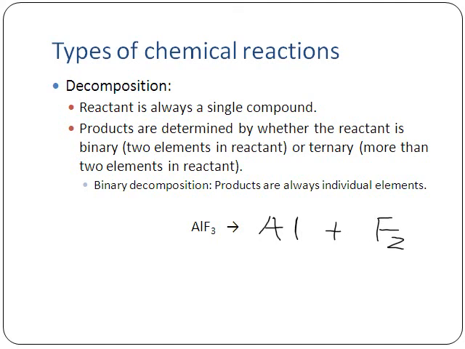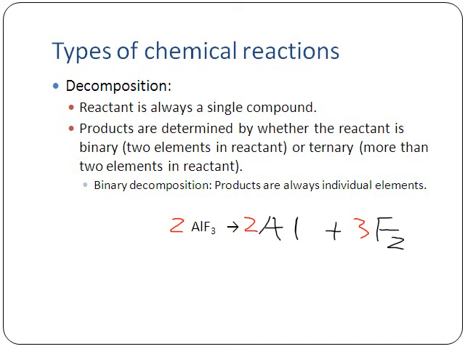AlF3 yields Al plus F2. It's not balanced currently. The aluminums are balanced, but the fluorines, we have 3 on the left and 2 on the right. Least common multiple between 3 and 2 is 6. So we put a 2 out front here, and we have to have a 3 out front of this one. That gives us now, though, 2 aluminums on the left, so we have to put a 2 on the right. And so for our binary decomposition reaction, we have 2AlF3 yields 2Al plus 3F2.